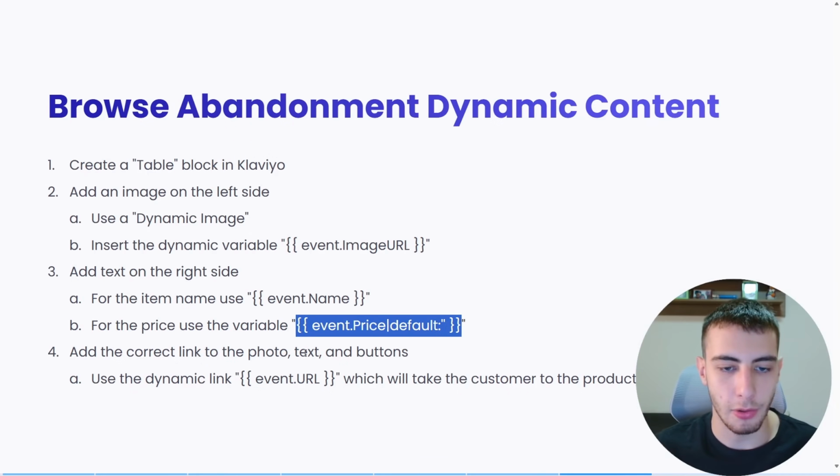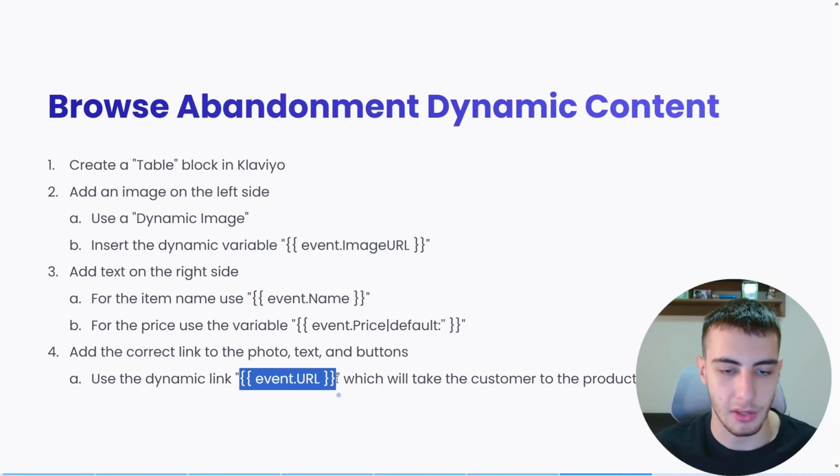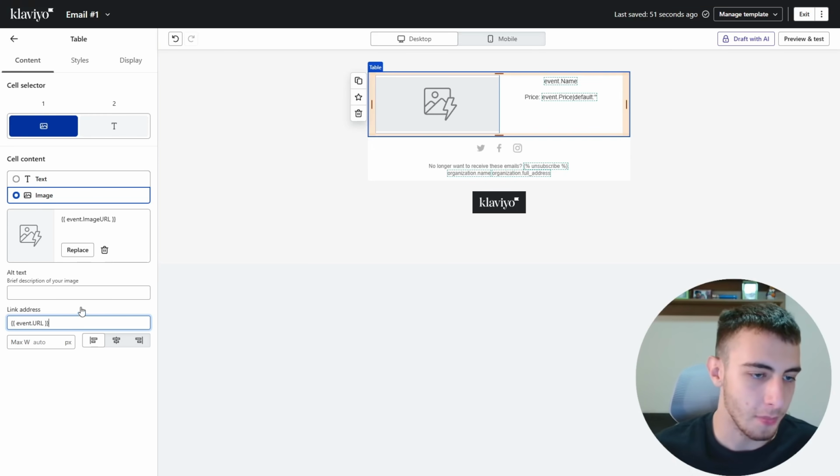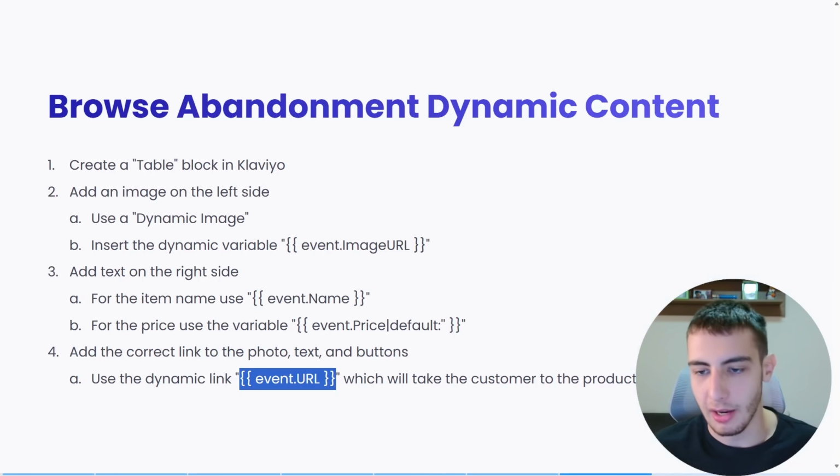Add the correct link to the photo, text, and buttons. Use the dynamic link, this one. Again, you don't have nike.com/browse abandonment like you have for carts. So you're going to have a dynamic link. It's fine, doesn't matter. Event.url, which will take the customer to the product page they viewed.